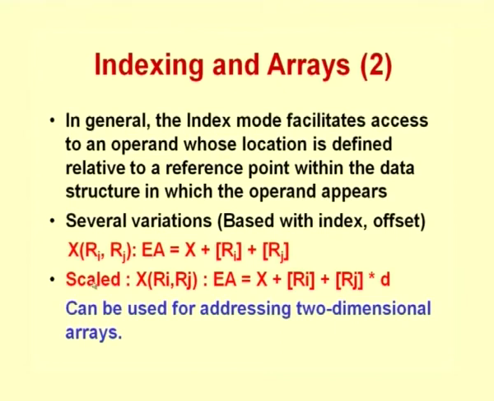Similarly, we have the scaled addressing mode here. Here what we do is, one of these variables Rj is multiplied by factor d, which acts as the scaling factor. So, based on this, you could have different ways in which the 2-dimensional arrays can be addressed.